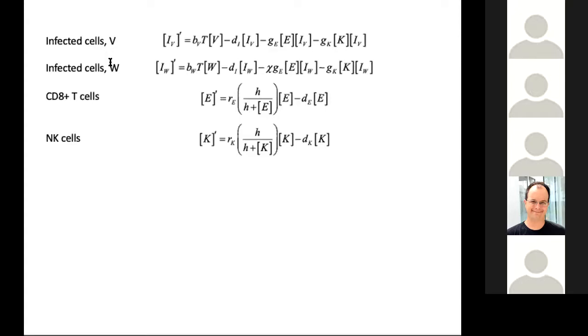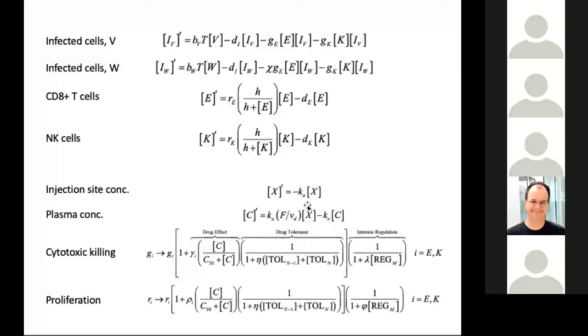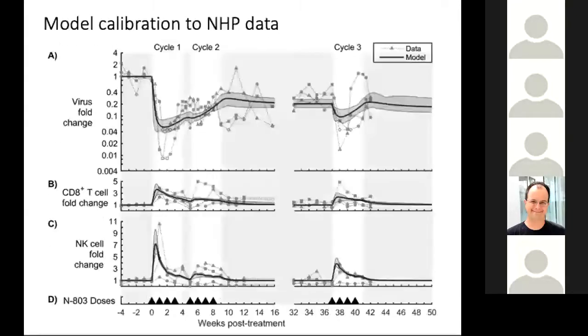So we built a model that just has 2 variants in it to see if we can capture this dynamic of the change between the viral variants. And then we have a second set of equations that represent the concentration of N803, both in the injection site and in the plasma. And then these terms that represent the drug effect on both cytotoxic killing and proliferation, and then how drug tolerance and immune regulation impacts the drug effect as well as the general immune response. So again, I'm happy to come back to this for more details in the questions.